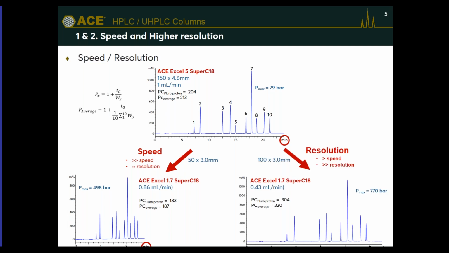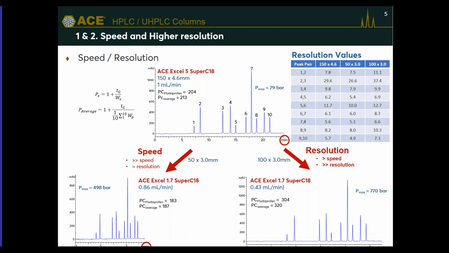Now, of course, we can use UHPLC for improved resolution as well. And on this right-hand side of the slide, you can see we're using a 100 millimeter column, and we can see that we're getting higher peak capacity values. So you can see on the chromatogram there, the average peak capacity now is 320 compared to the HPLC separation where it's 213. So approximately 50% improvement in peak capacity using the longer column, but also with the 1.7 micron particle.